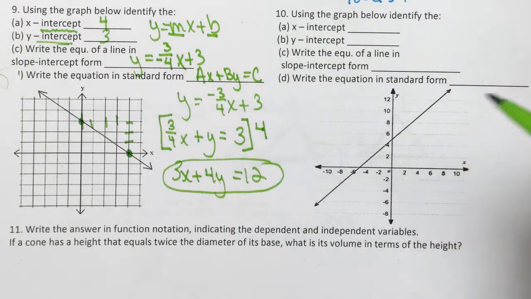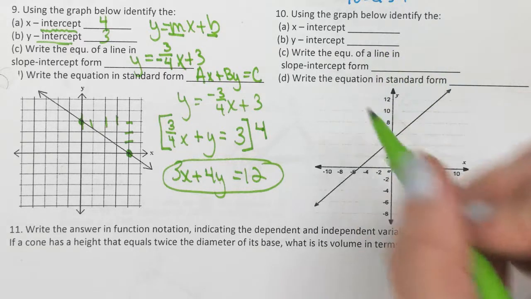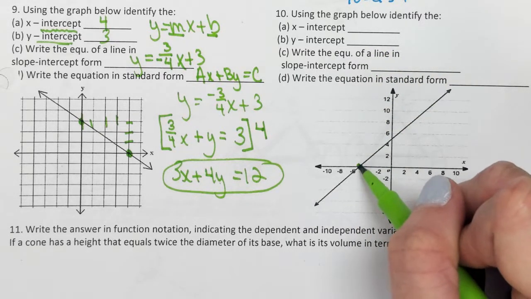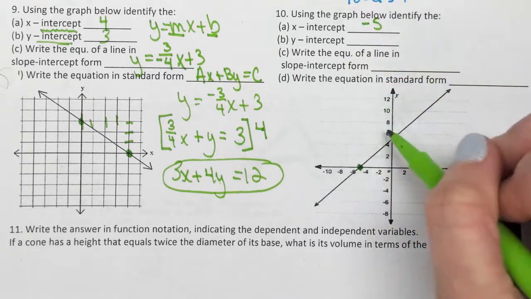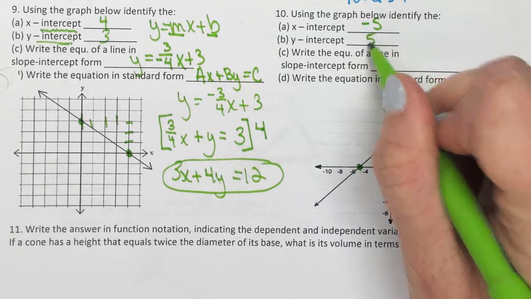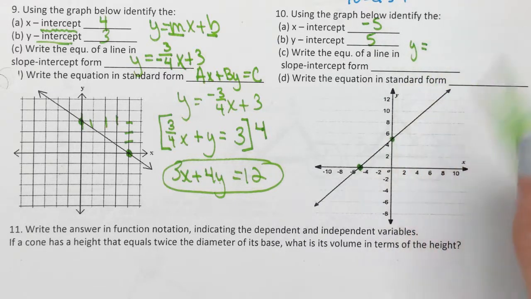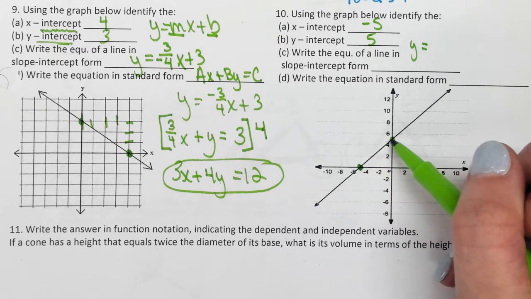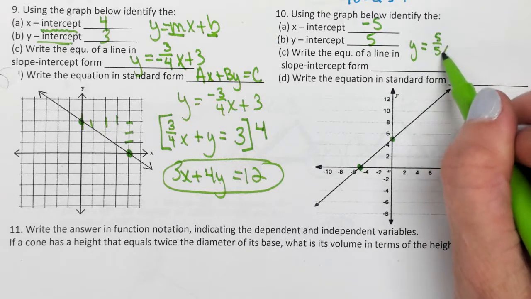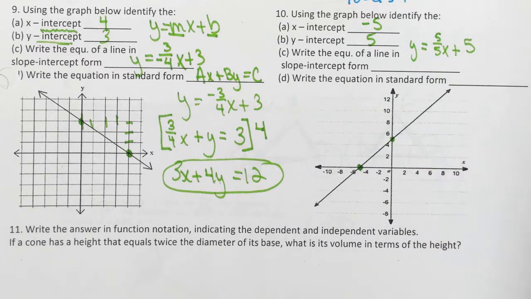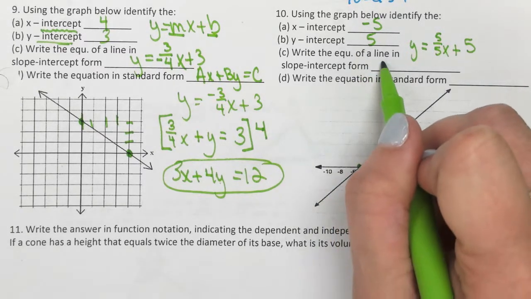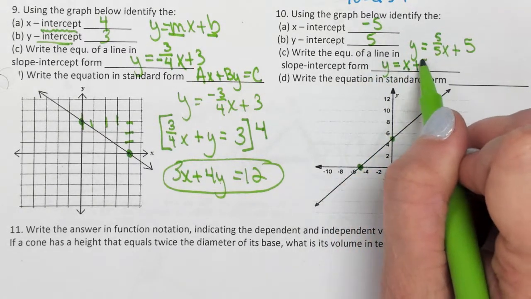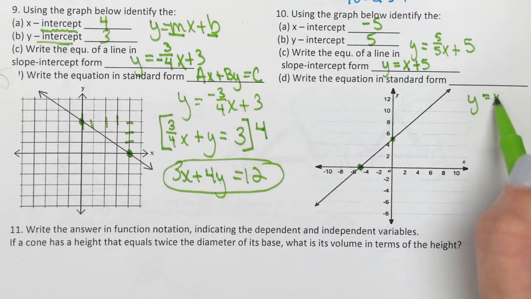All right, number 10. Be careful on number 10, because what do you notice about the graph? Counts for how much? 2's. All right, here we go. What's the x-intercept right here? -5. And what's the y-intercept right here? +5. So y equals mx plus b. What's your rise? 5. And what's your run? Oh, you went right. Positive. And your y-intercept is +5. What's 5 over 5? 1. But I don't have to write the 1, so I'm just going to write x plus 5. All right, standard form.